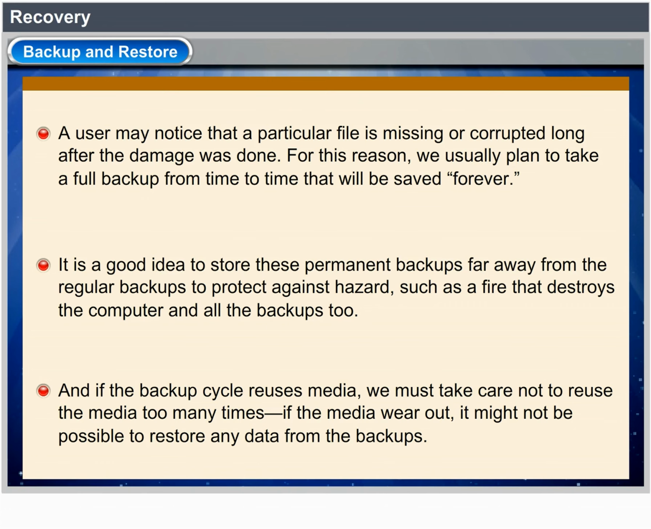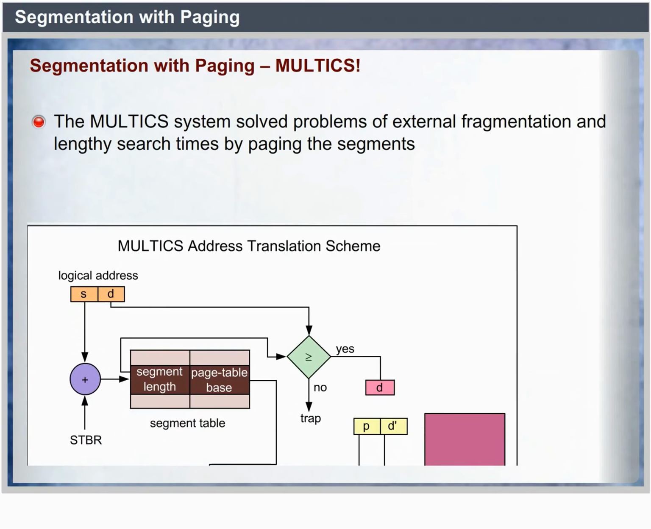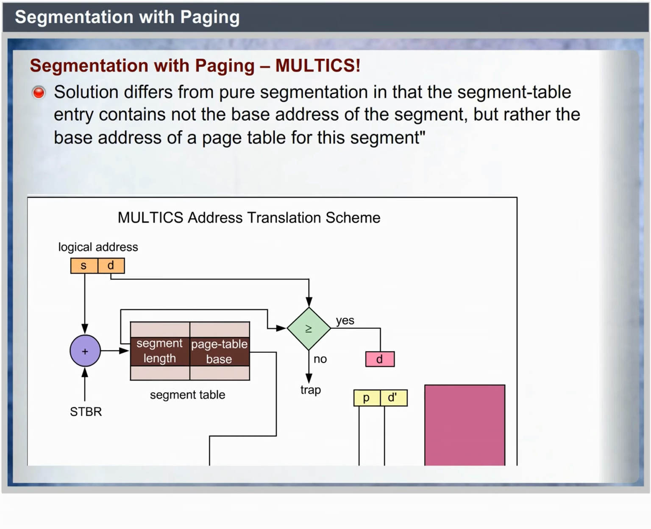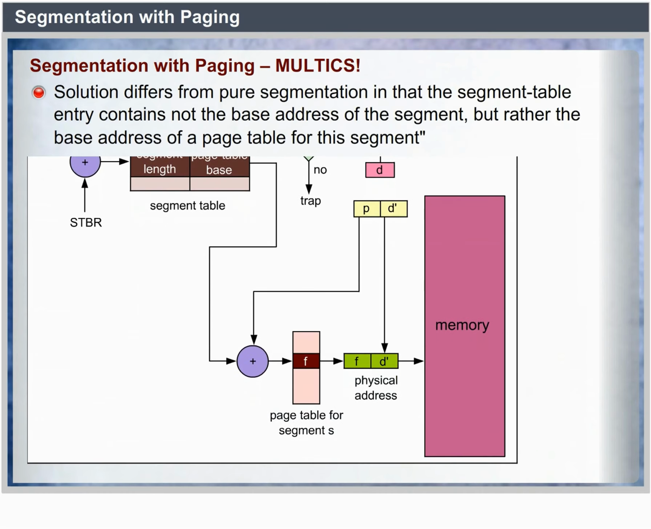Segmentation with paging, Multics. The Multics system solved problems of external fragmentation and lengthy search times by paging the segments. The solution differs from pure segmentation in that the segment table entry contains not the base address of the segment but rather the base address of a page table for this segment. Multics address translation scheme as shown in the figure.